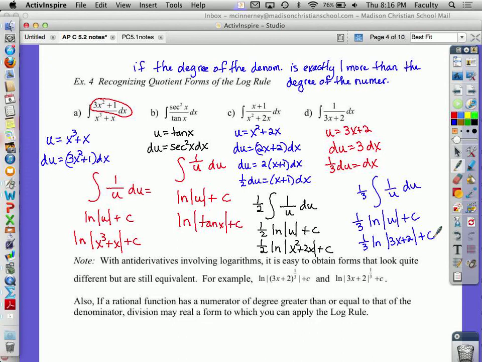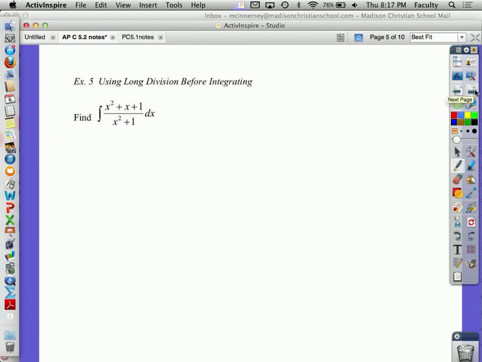All right, so anytime you see the degree of the denominator is exactly 1 more than the degree of the numerator, you can do the u substitution. That'll give you the integral of 1 over u du. The other thing, like in letter B, is if you notice the denominator has the numerator as its derivative, you can use that. Okay, now, what if the degrees are equal?